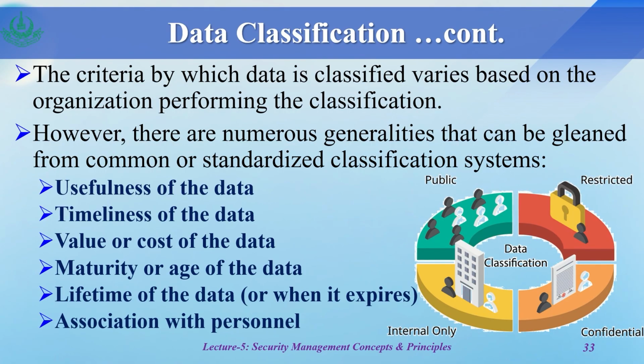The criteria by which data is classified vary based on the organization performing the classification. However, there are numerous generalities that can be gleaned from common or standardized classification systems. Usefulness of data, timelines of data, value or cost of data, maturity or age of the data, lifetime of data, when it expires, association with personnel.